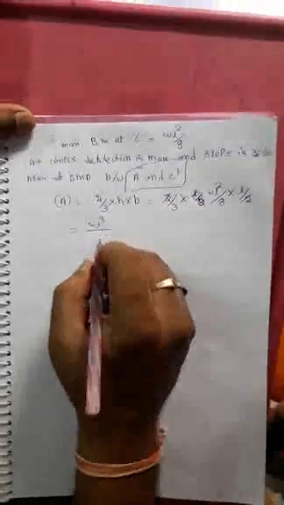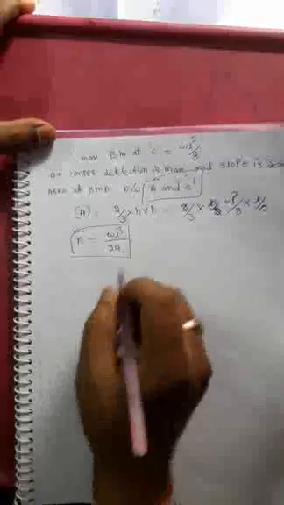So we can simplify this equation. 2 cancel, and WL cube by 24. 8 into 3 is 24. WL cube by 24. So this is the area of BMD.